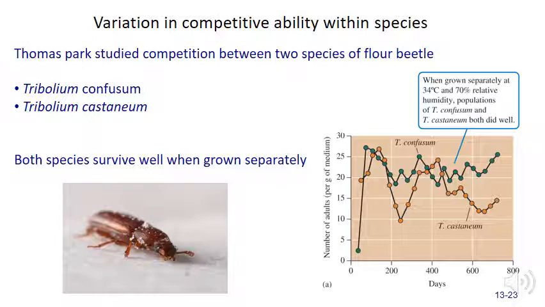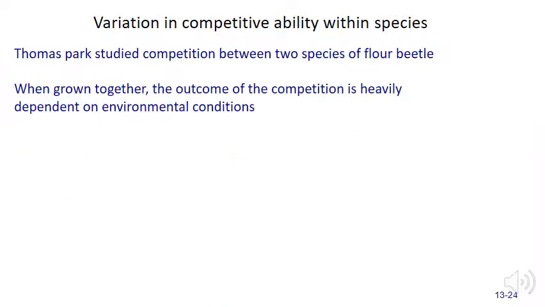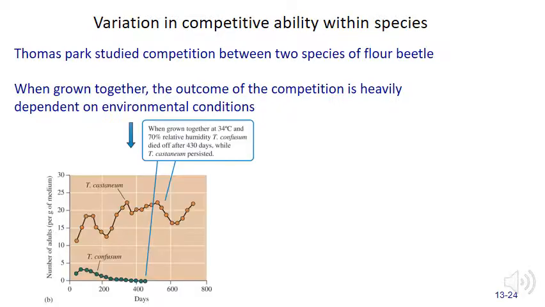So these two species were first grown independently in bags of flour at 34 degrees C and 70% relative humidity. And when they were grown individually, these two species both thrived in those conditions. But when these two species were grown together in the same conditions, so 34 degrees C and 70% relative humidity, Tribolium castaneum thrived, but Tribolium confusum quickly went extinct.